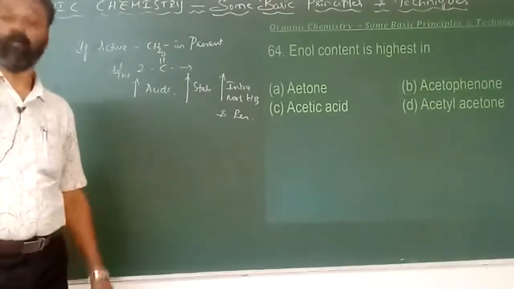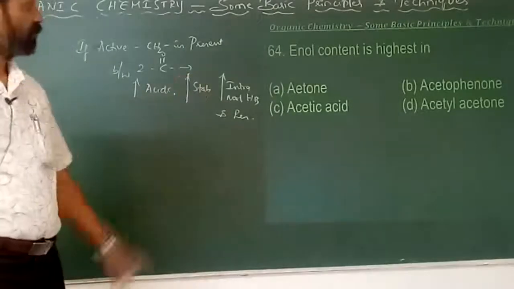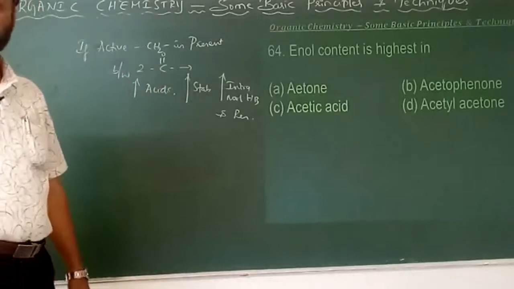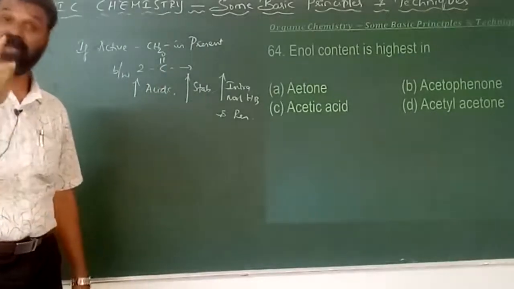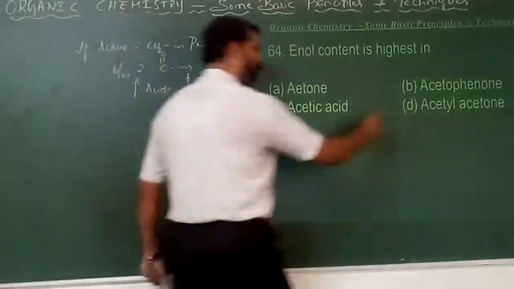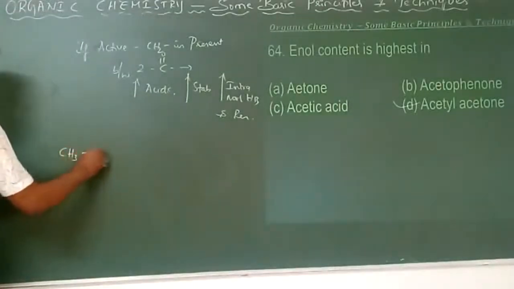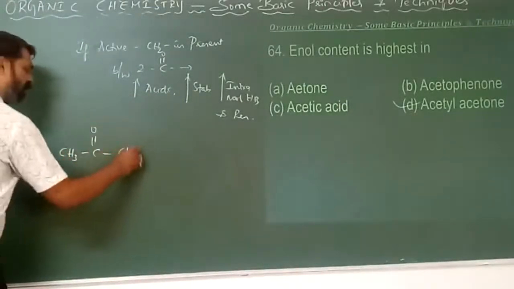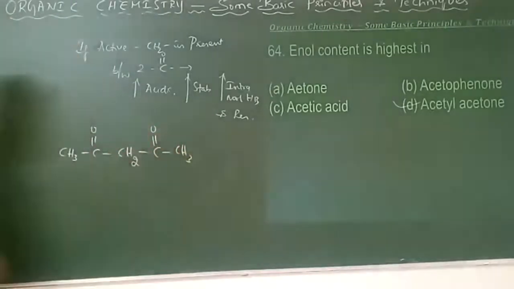What is the active methylene group? The methylene group which is adjacent to two electron withdrawing groups, that becomes the highest. Because in general, the keto form is always higher compared to the enol, but with the exception of alpha hydrogens. So here, the best example that we discussed is acetyl acetone. How is it? CH3COCH2COCH3. This is called acetyl acetone.